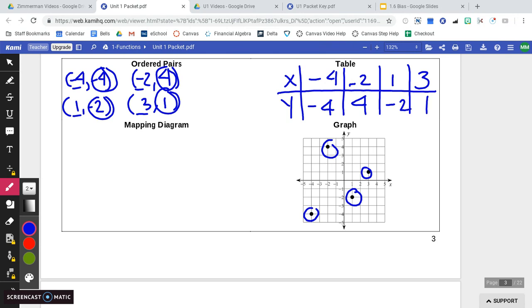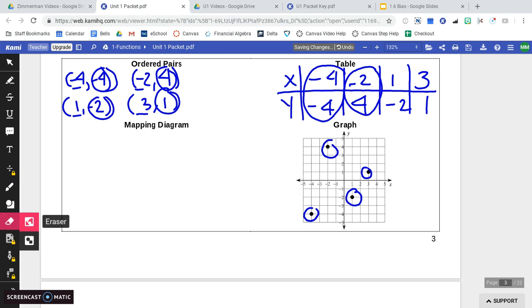As long as you keep the ordered pairs paired up in the table, the order won't matter. Negative 2, 4 could have been the first entry in the table. That's up to you. Just make sure whatever it came as from the graph or the ordered pairs, the same numbers are still paired up in the table.